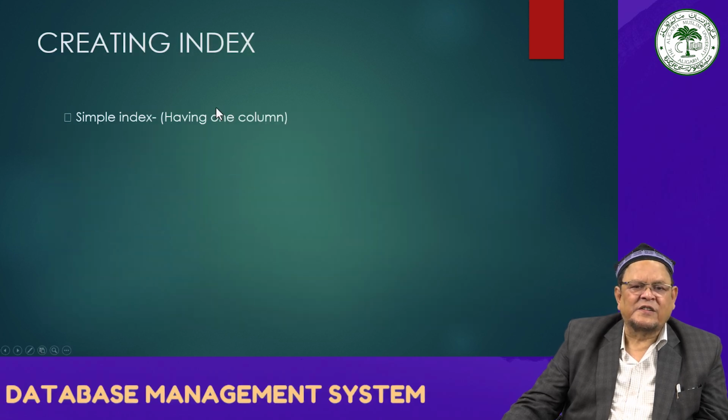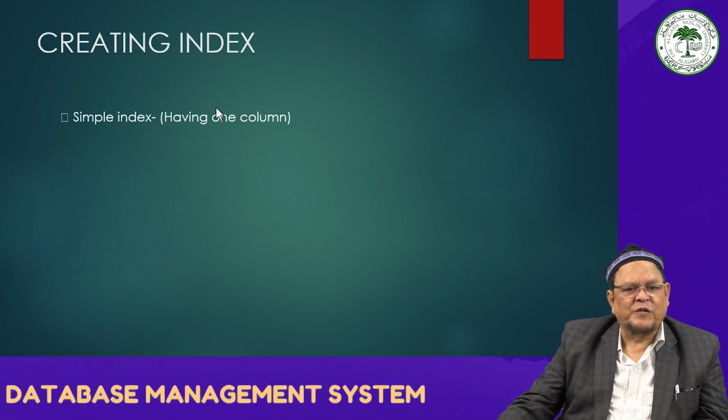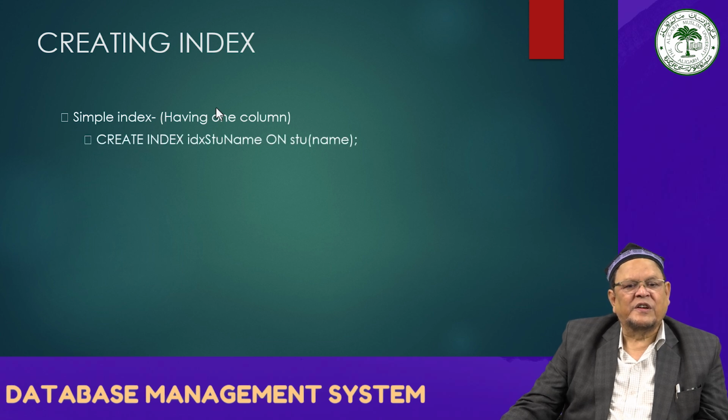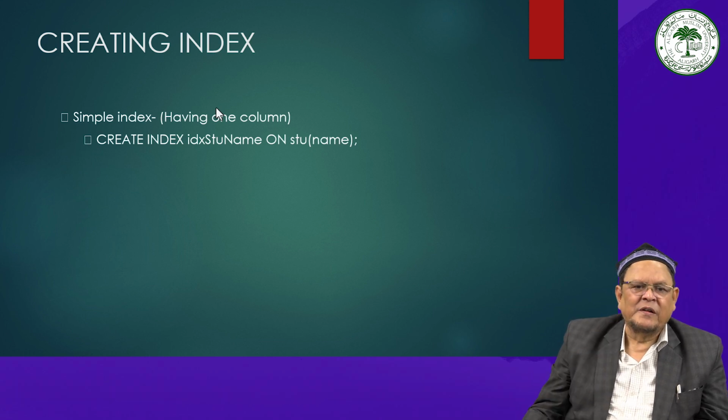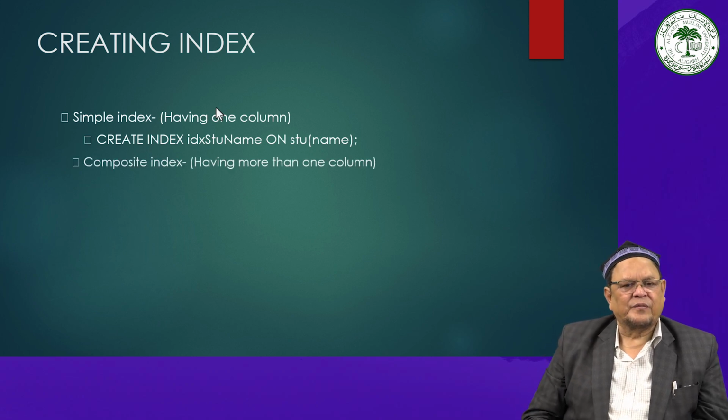Then creating an index. How will you create an index? First of all, you do a simple index having one column. Create index IDX student name on student STU, within parentheses you have to write name. In the same way you create the structure, here you have to write index.